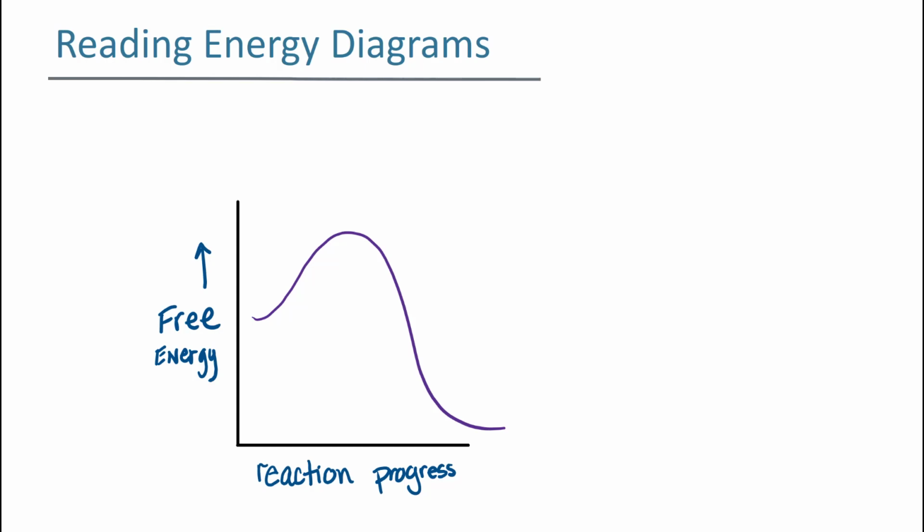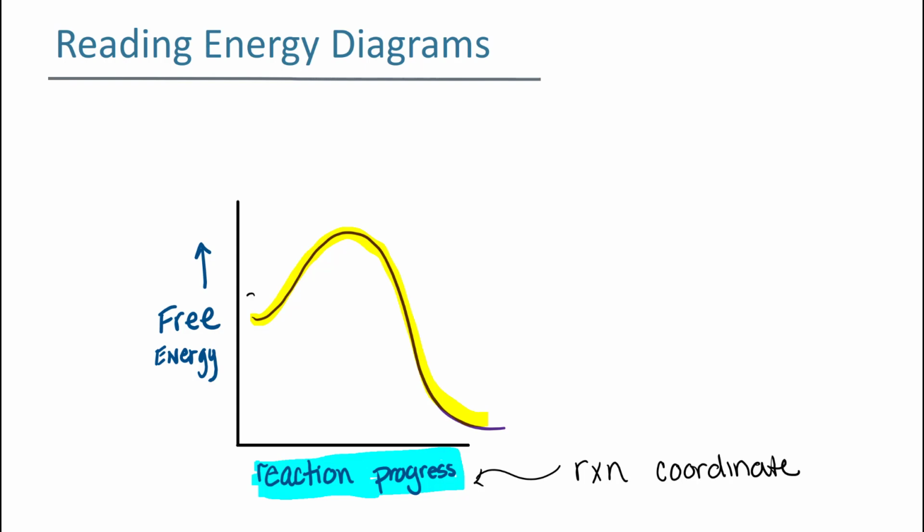In this video, we're going to look at reading energy diagrams. So an energy diagram is describing the pathway with respect to energy when you're considering the progress of a reaction. Down here on the x-axis is going to be the reaction progress. Sometimes people call this the reaction coordinate, where reaction is abbreviated RXN. And it doesn't really matter what you call it, whether it's reaction progress or reaction coordinate.